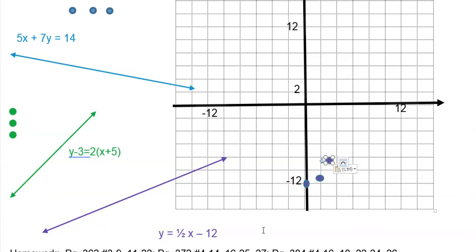So once we have these points, we can do this as many times as we want. We can keep going up 1 and over 2, up 1 and over 2.